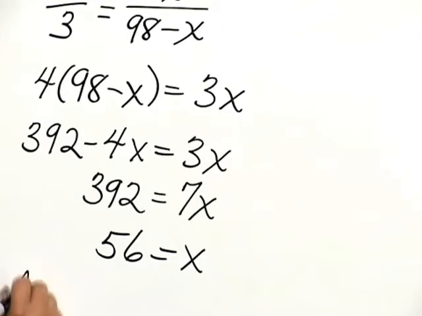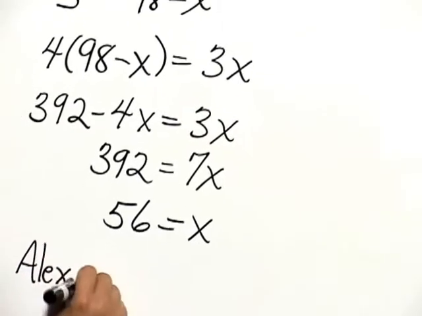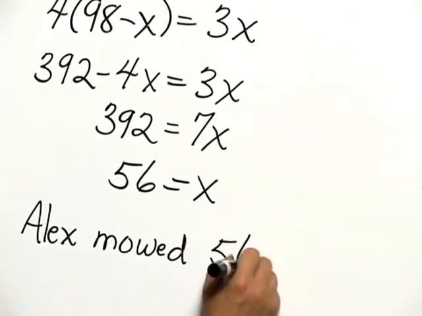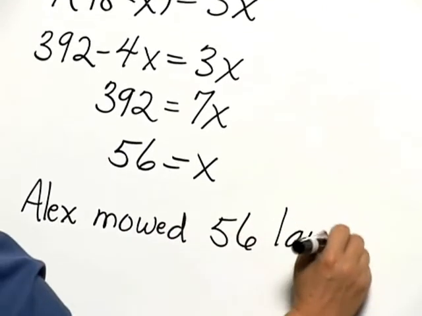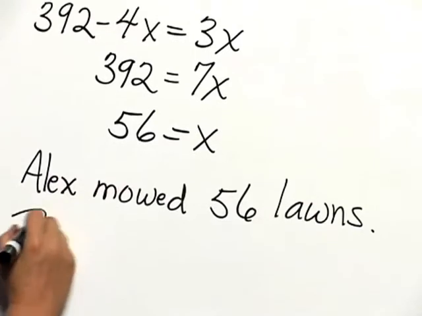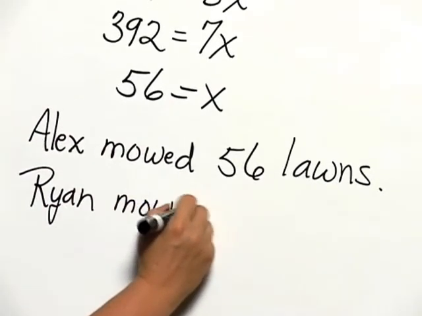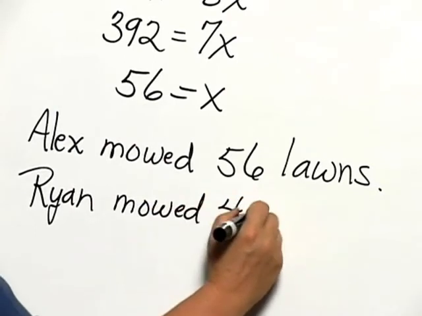So we can state then that Alex mowed 56 lawns and Ryan mowed 42 lawns.